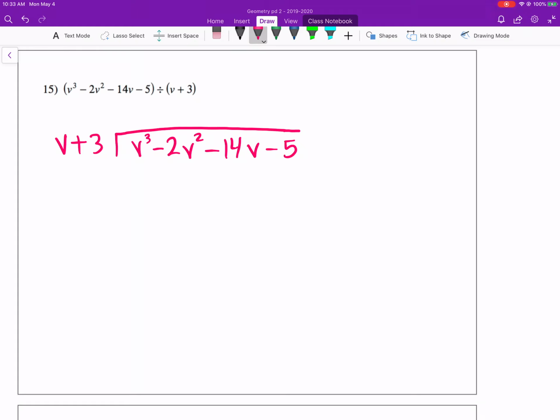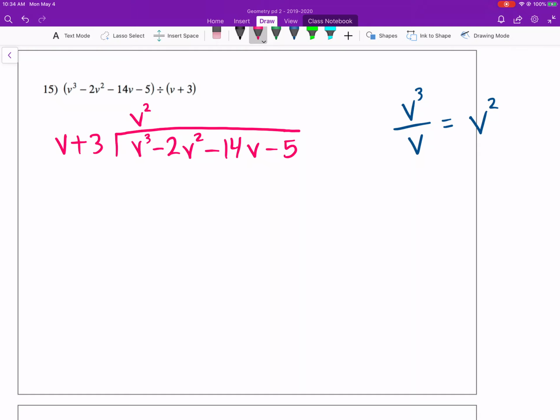So first step, divide. First terms, v cubed divided by v. Guys, every single time on the right here in blue, I'm going to be dividing by v. It starts with v cubed divided by v, and then whatever the result is somewhere around here, that's what we're going to end up dividing by v next. So v cubed divided by v is v squared. So you get v squared.